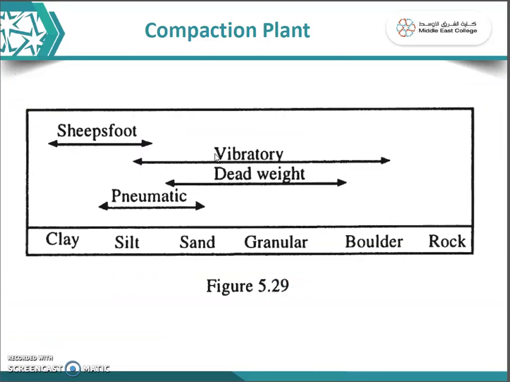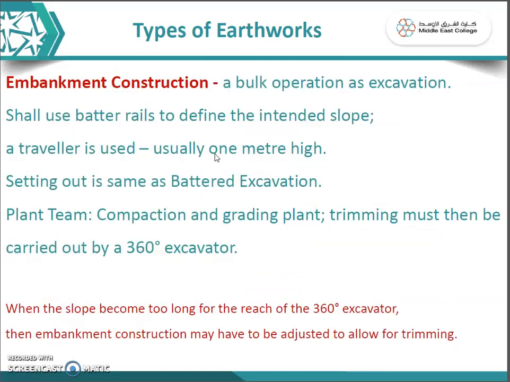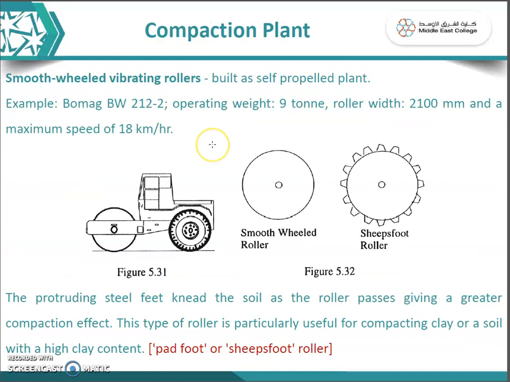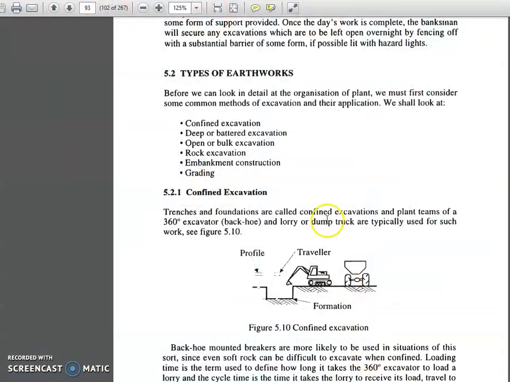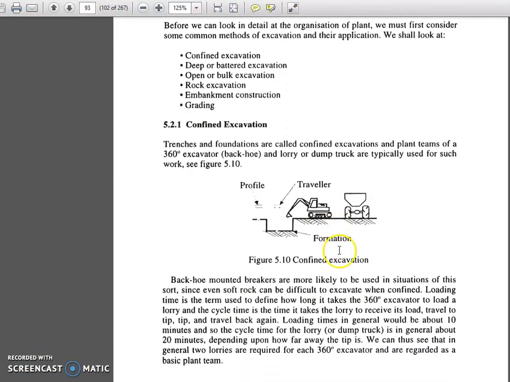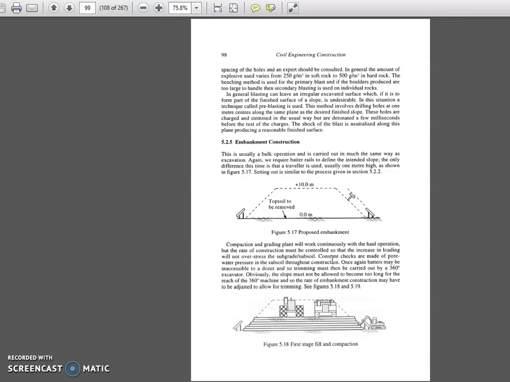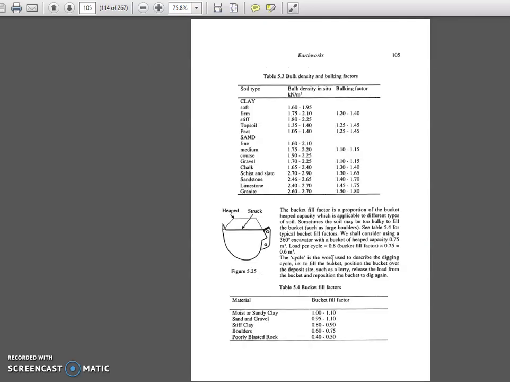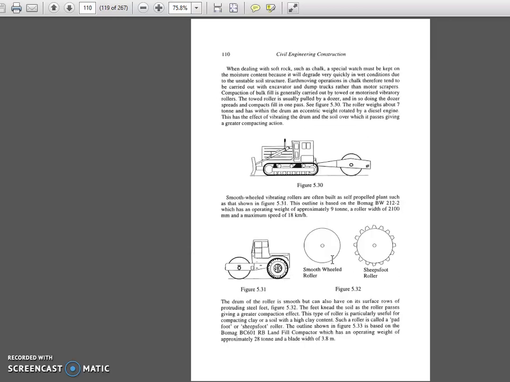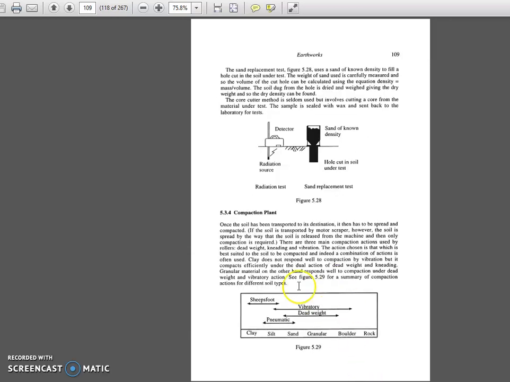So I hope everyone goes through the video. This video is like a trailer to tomorrow's class, and let us see the best discussion we can have in this session. As I told you, if you would like to refer, it starts from page number 93 regarding types of earthworks. Then coming to compaction plant, you can find it in section 5.3.4. The page number here is 109.